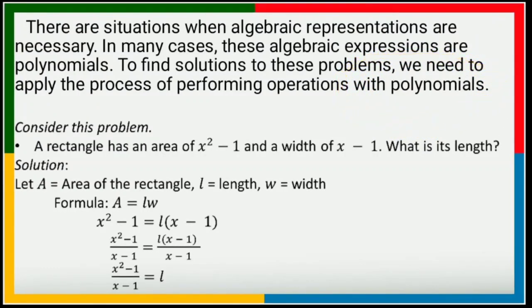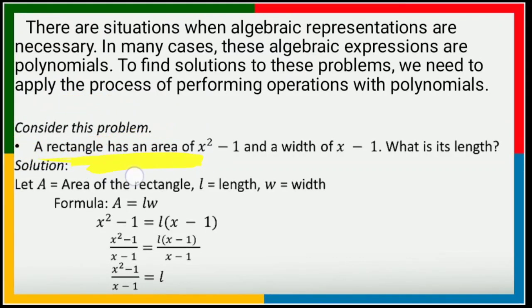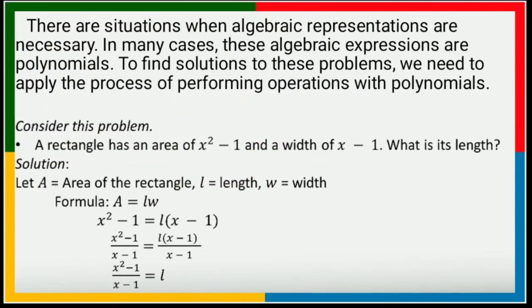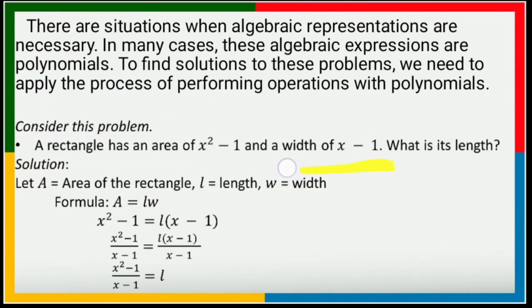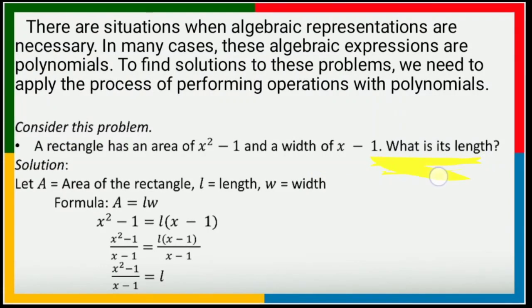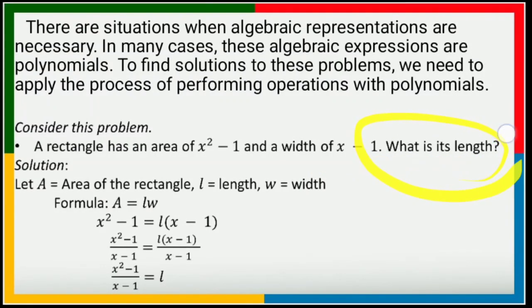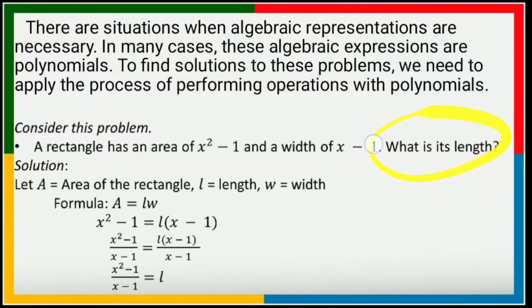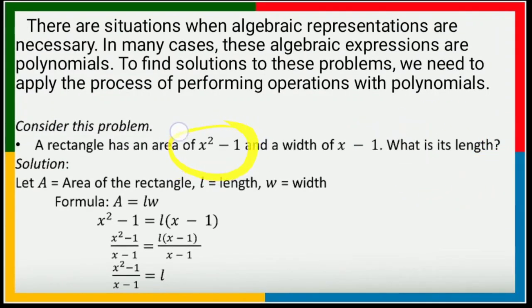So let's consider this problem. A rectangle has an area of x squared minus 1 and a width of x minus 1. The question is, what is its length? What is the length of the rectangle given the area x squared minus 1 and the width x minus 1?